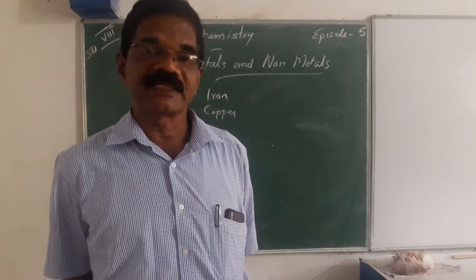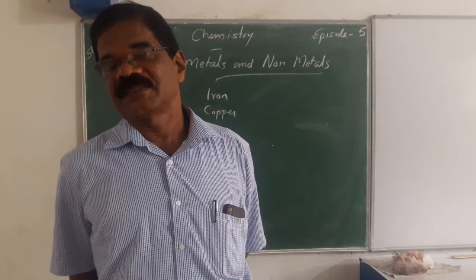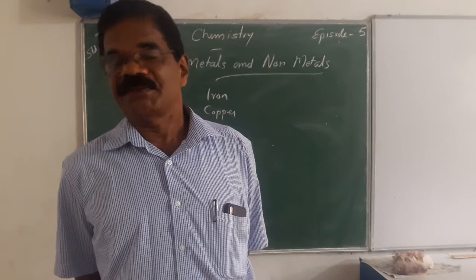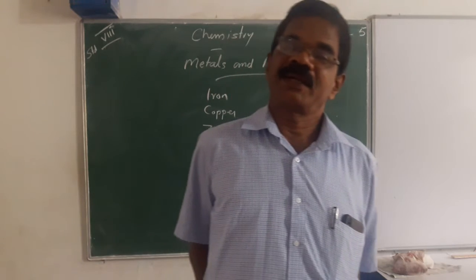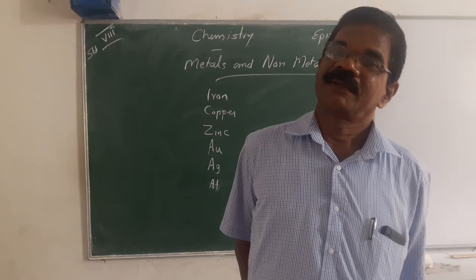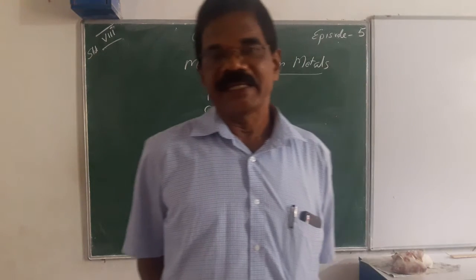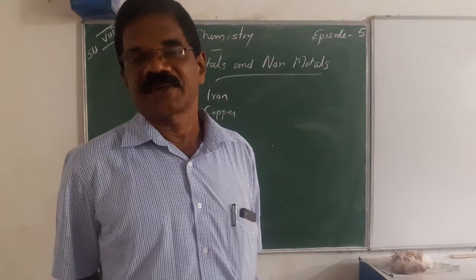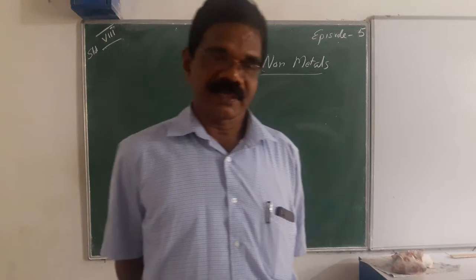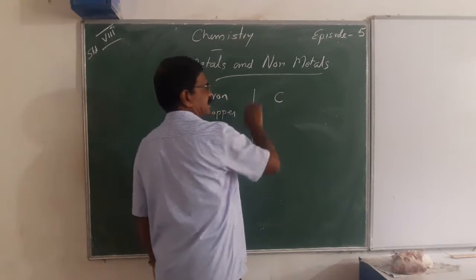Which are non-metals? Can you name any non-metals? Carbon is one of the common non-metals found in our surroundings. Coke or coal is one form of carbon. Coke and coal are different forms of carbon. One of the main non-metals is carbon.